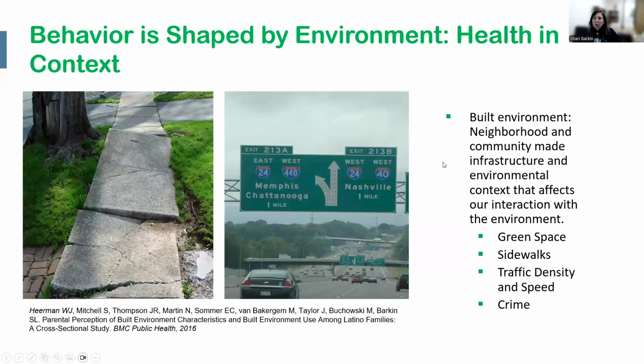Your built environment is really important because it affects how we interact with our environment. So neighborhoods and communities, made infrastructure and environmental context that affects our interaction with the environment. That's what I mean by built environment. Might include green space, sidewalks, traffic density and speed, crime as an example.